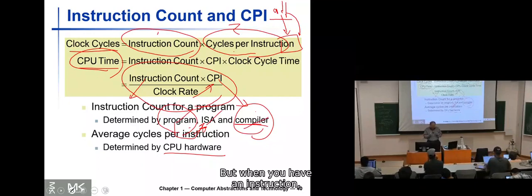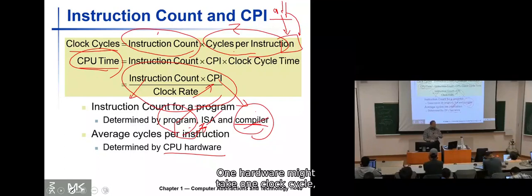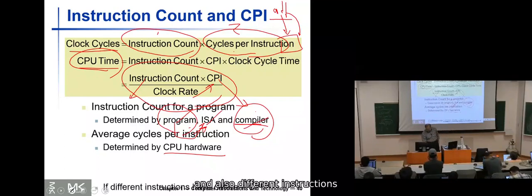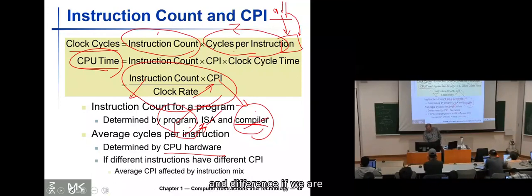But when you have an instruction, you have an add at the lower level, not an add in the C language. When you add 2 registers, how many clock cycles does it take to calculate the sum? It depends on the hardware. One hardware might take 1 clock cycle, the other one might take 2 clock cycles, and so on. Also, different instructions have different CPI. We usually calculate an average one.